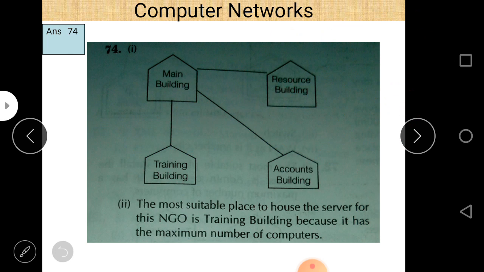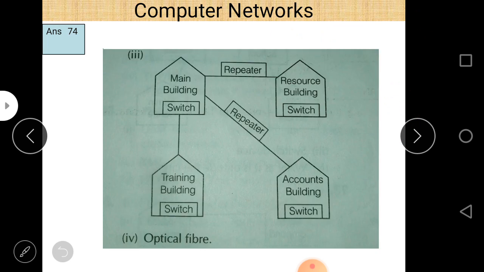This is the answer. So two parts are done here. Next is the third part, which is related to repeater, hub and switch. Switch is used within each and every building, because a switch is used to connect computers within a lab or a building. And it is an intelligent device also.